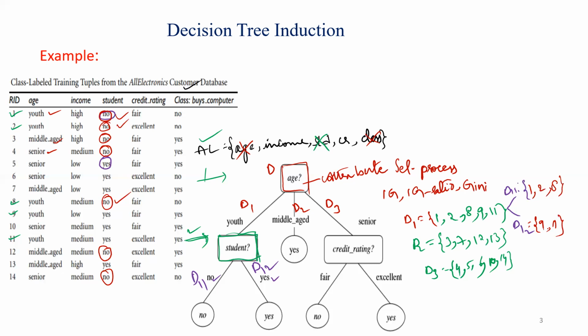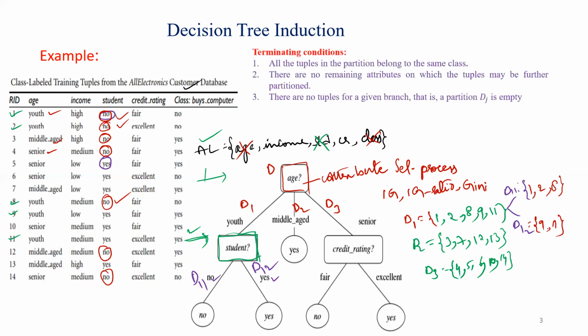After that, you can do the same for the remaining branches also. Like this, the decision tree is constructed. Now, what is the termination process? When can we terminate the decision tree? There are basically three conditions to terminate the decision tree. Let us go through that.